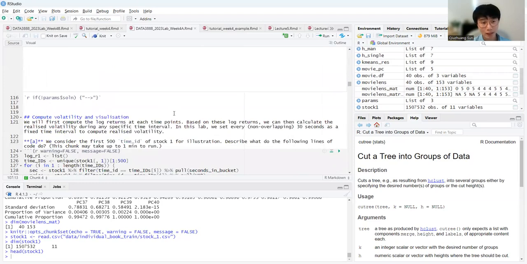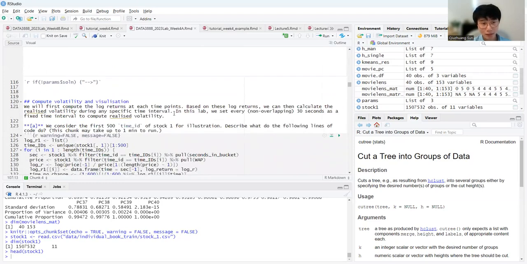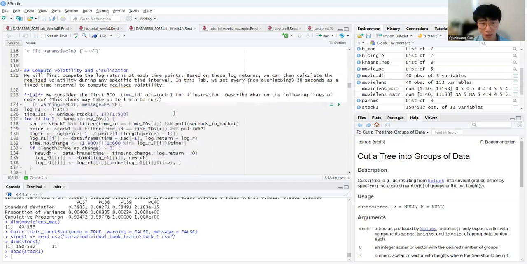Okay, and then we can use the 2 added columns, the weighted average price and bid ask spread, to compute the realized volatility. So before we compute the realized volatility, this question asks us, we consider the first 500 time IDs of stock 1 for illustration, to describe what the following lines of code do. This chart may take up to 1 minute to run.